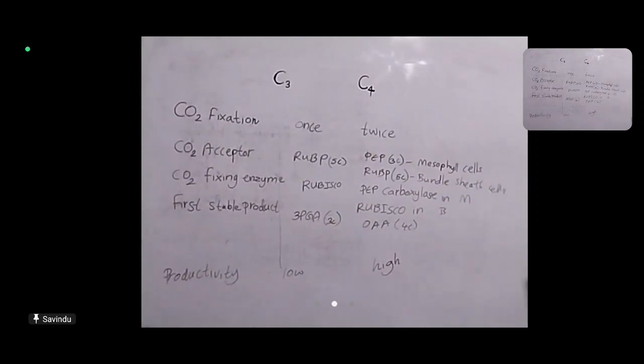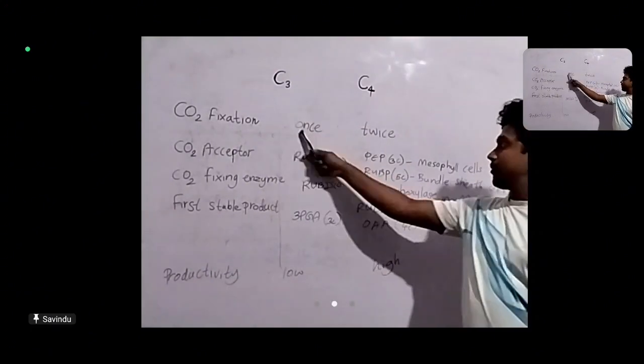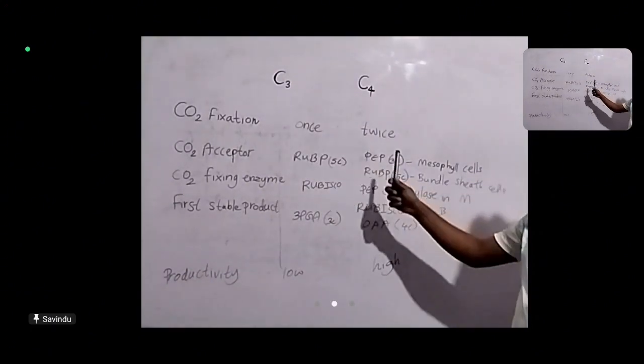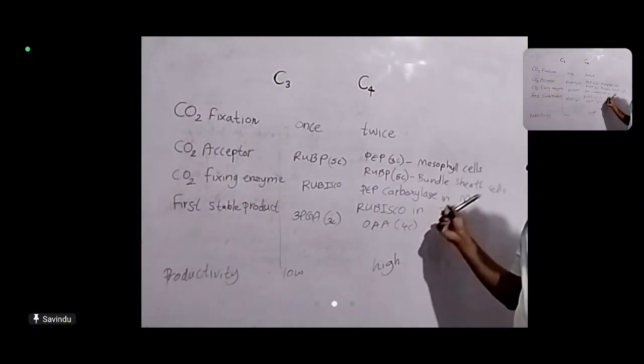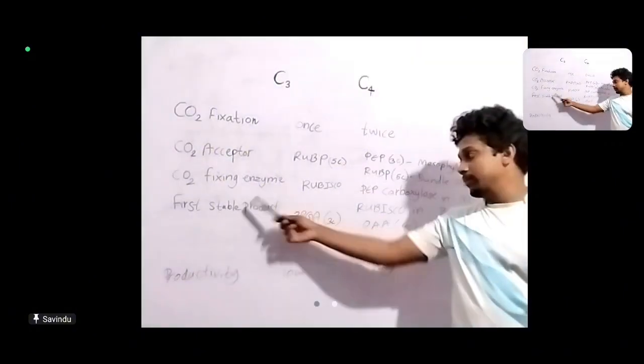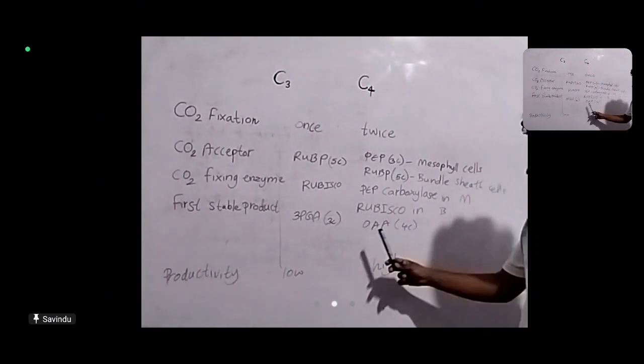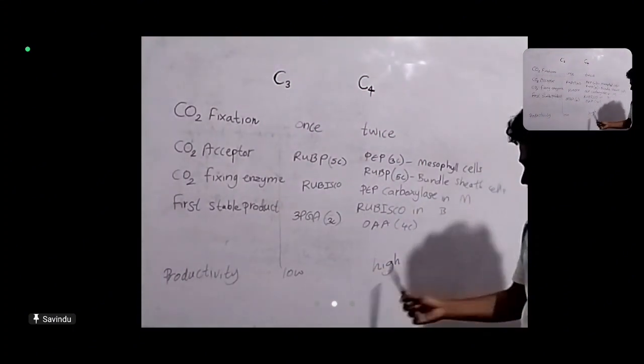Okay, done. Fixation one, twice. Acceptor RuBP, PEP, RuBP. Fixing enzyme PEP carboxylase, Rubisco in mesophyll cells. First stable product, 3-PGA. So rate and productivity low and high.